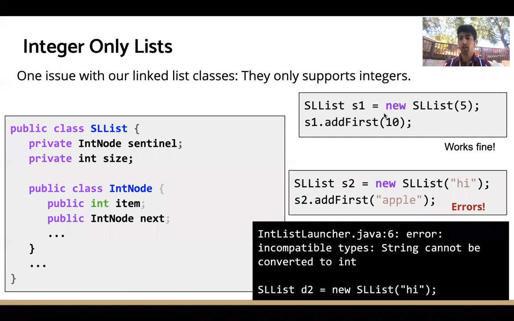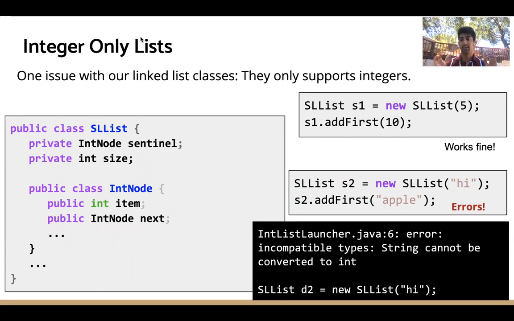One problem with int lists and SL lists so far is that they can only have integers in them, right? It's because we've defined the int node to take in an int item. So if we ever wanted to have an SL list of strings, that's impossible. Well, there must be some way of remedying this, right? There must be some way of having an SL list that can take strings or that can take integers.